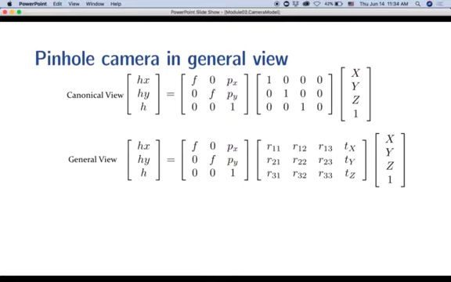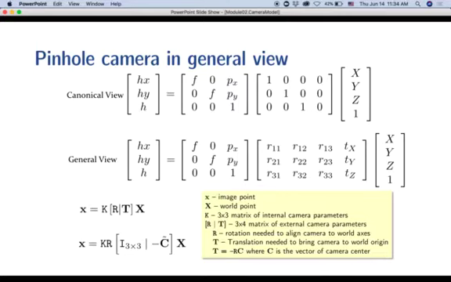So here we can write this more compactly as x = K[R | t]X, or as KR[I | -C]X. That's the way to write the camera model, and I described all the terms last time. Small x is the image point, capital X is the world point, K is a 3x3 matrix of internal camera parameters, which includes focal length, mx, my, and principal point offset. [R | t] is the 3x4 matrix of external camera parameters. We call K the intrinsic matrix and [R | t] the extrinsic matrix.